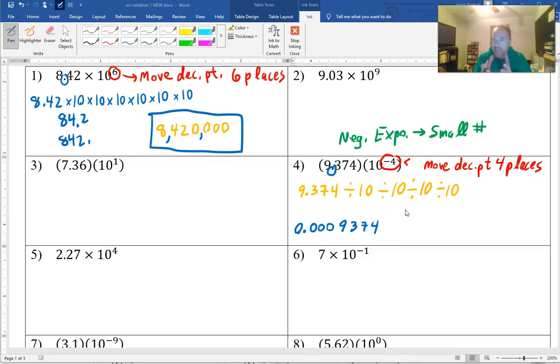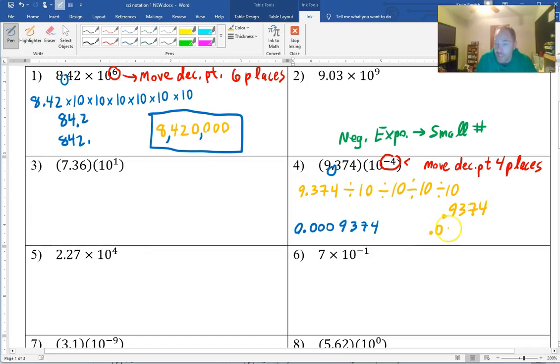Every time you divide by 10, the shortcut is that the decimal point moves to the left. The results get smaller and smaller. So 9.374, if we divide by 10 once, it'd be 0.9374. If we divide by 10 again, it'd be 0.09374. We'd have to scoot a 0 in there. But yeah, eventually, if we do it 4 times, this is what we'd end up with there. So number 6 would be similar.